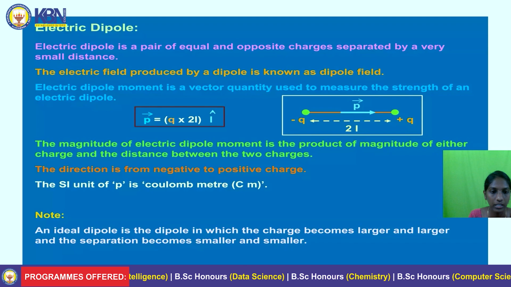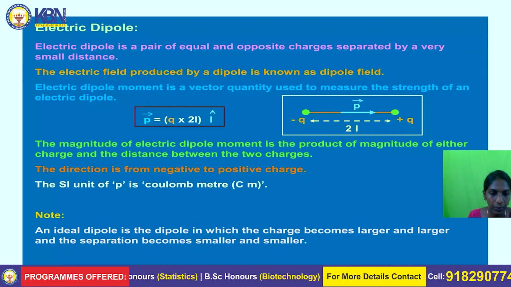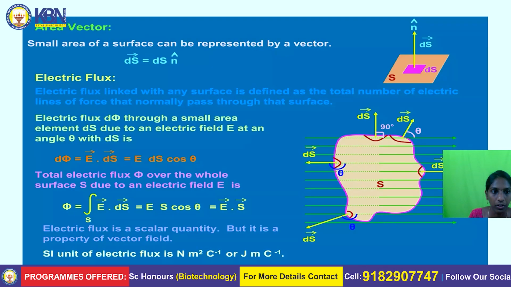The direction is from negative to positive charge. The SI unit of the dipole moment P is coulomb meter (C m). Note: an ideal dipole is the dipole in which the charge becomes larger and the separation becomes smaller and smaller.